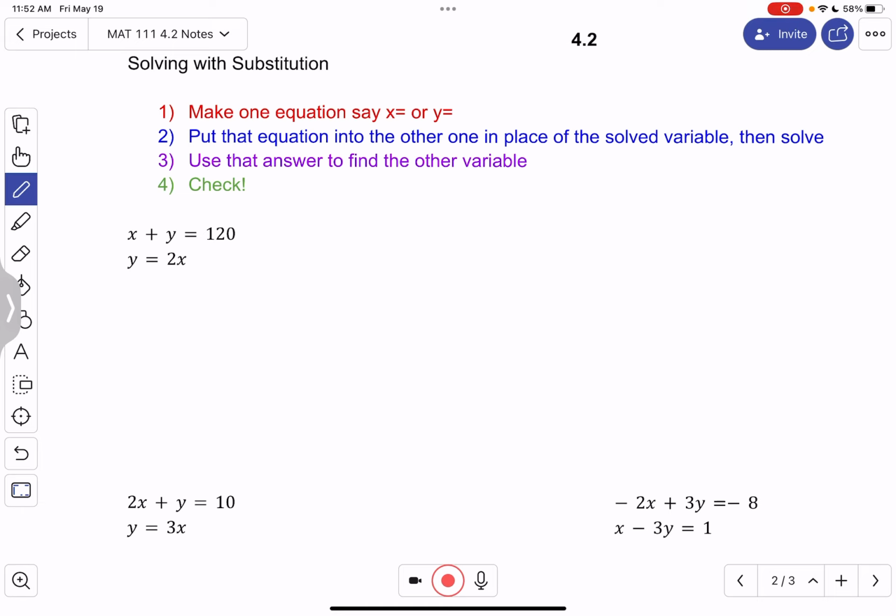So step one, make one of the equations say y equals or x equals. So you rearrange it so that the x or the y is alone. Step two, put that equation into the other one, substitute the variable, and then solve. Once you have one variable, you can use the answer to find the other.